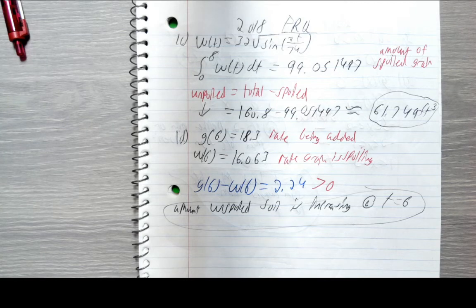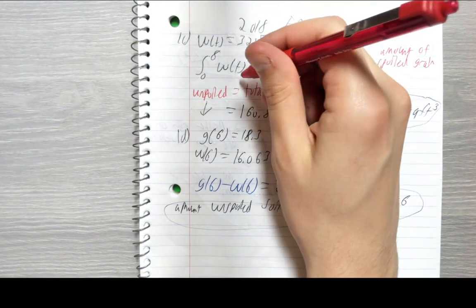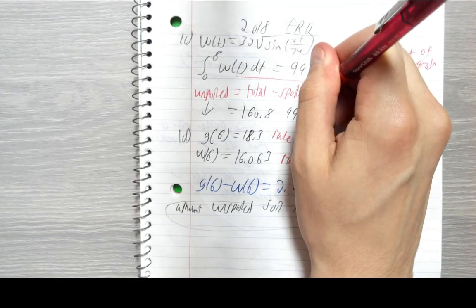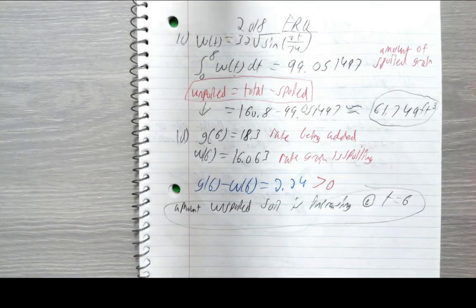Cool. All right. So let's go to part D then. Part D says based on the model of part C. So we're using this idea here, this kind of model, the fact that unspoiled is equal to total minus spoiled. We're using that idea to answer this question: is the amount of unspoiled grain in the silo increasing or decreasing?